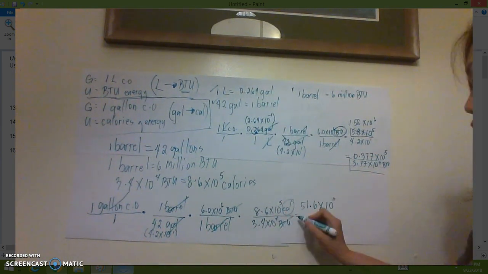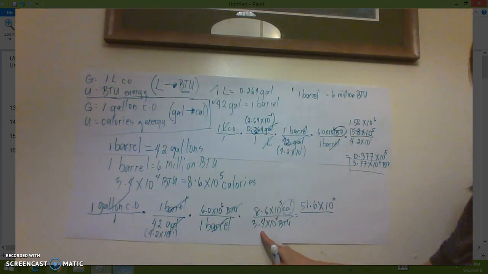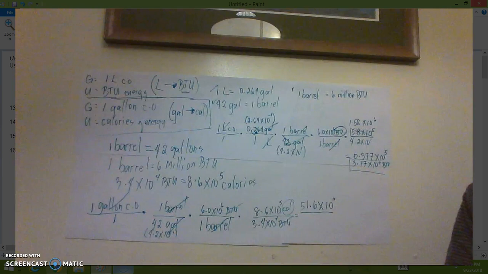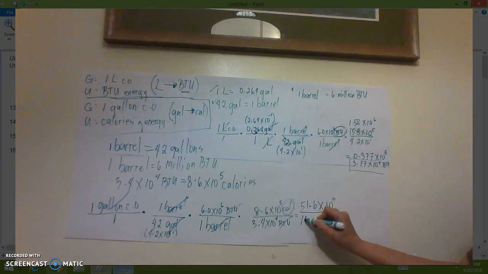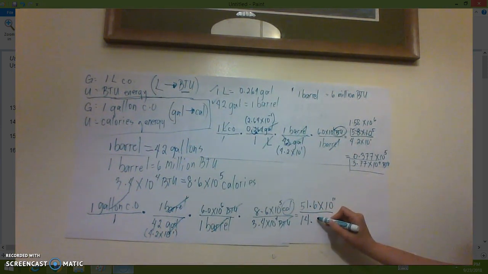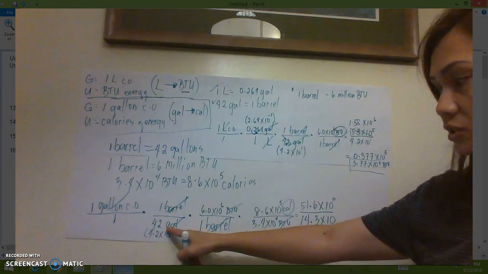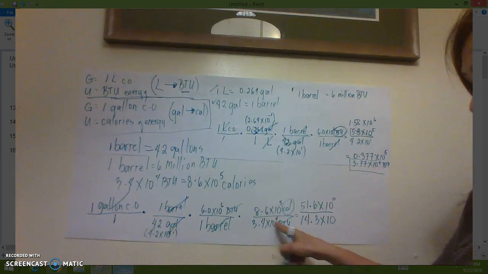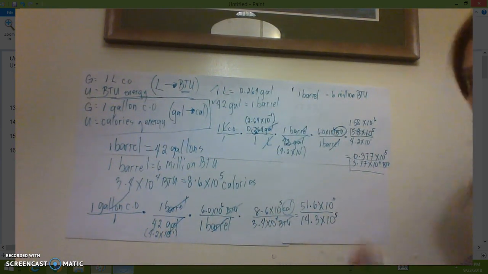And the unit is calories, over 4.2 times 3.4. Okay? So we are going to get, double check again for me, it's going to be 14.3 times 10, because we multiplied the power. When you multiply, you will have to add. So 1 plus 4 is to the 5th power.